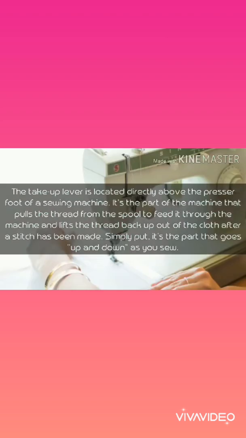Thread take-up lever. The take-up lever is located directly above the presser foot of a sewing machine. It's the part of the machine that pulls the thread from the spool to feed it through the machine and lifts the thread back up out of the cloth after a stitch has been made. Simply put, it's the part that goes up and down as you sew.